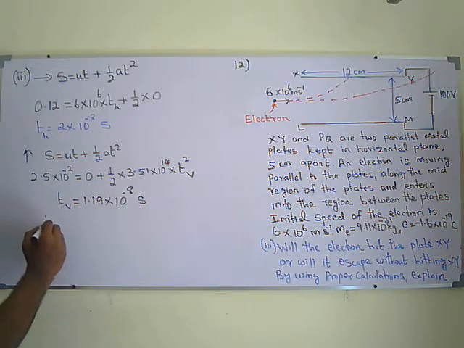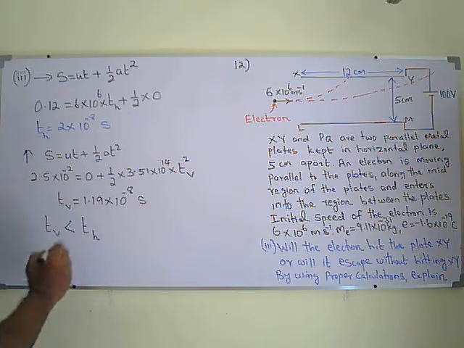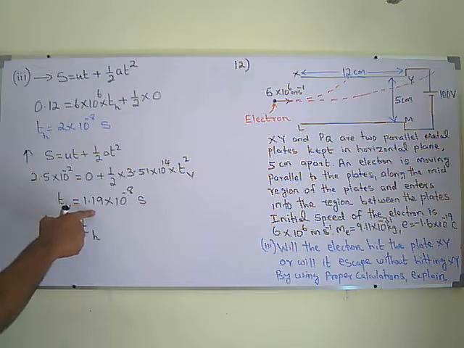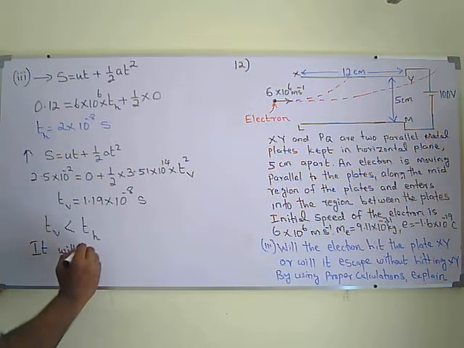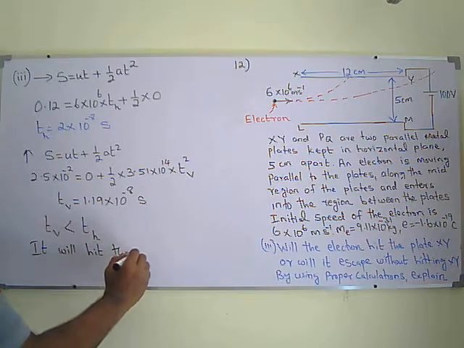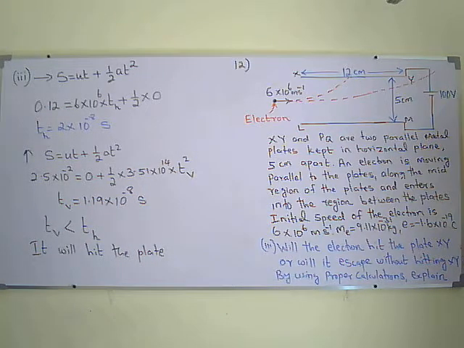See, now TV is less than TH. That means this will happen first. So it will hit the plate. Okay, so that's enough. That calculation is acceptable because since the time taken to complete 2.5 centimeters is smaller than the time taken to escape through the plates, it will hit the plates.